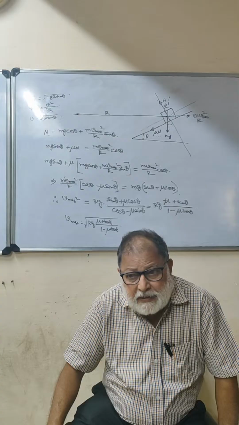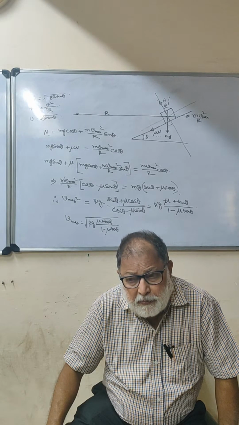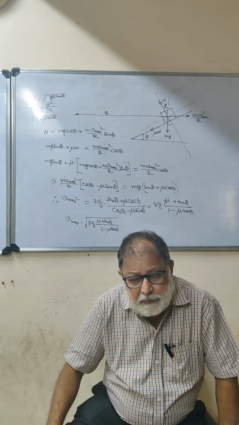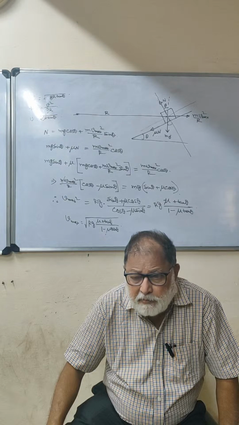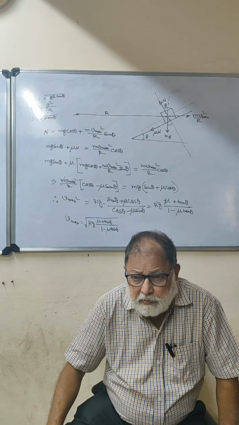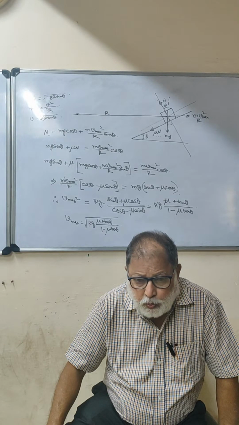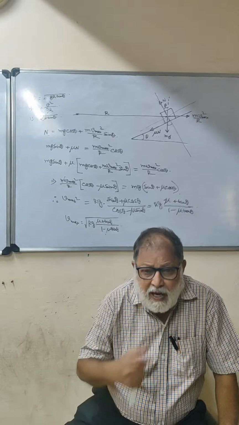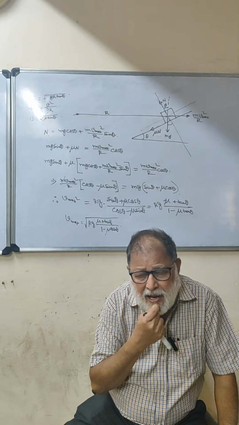N, normal reaction. mg cos theta plus mg square by r sin theta.